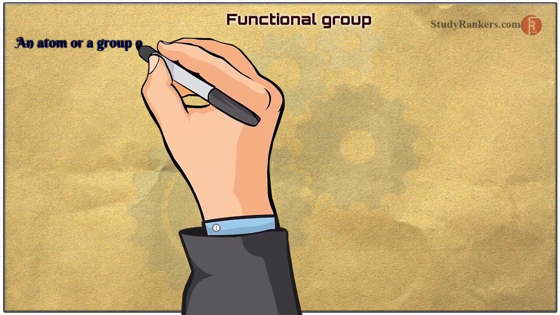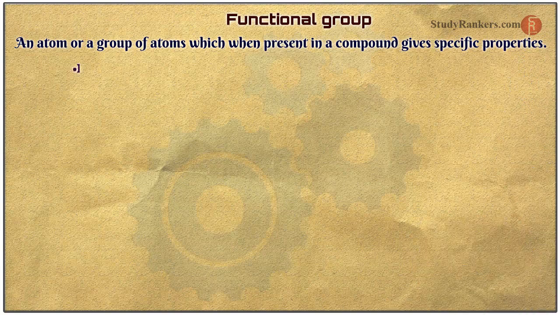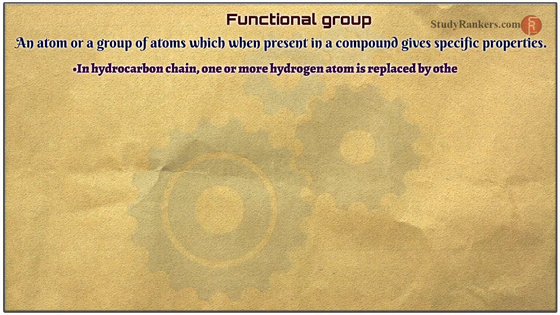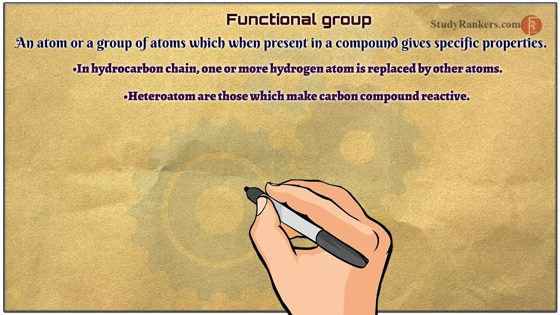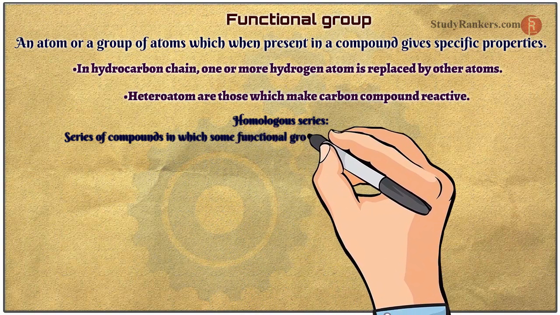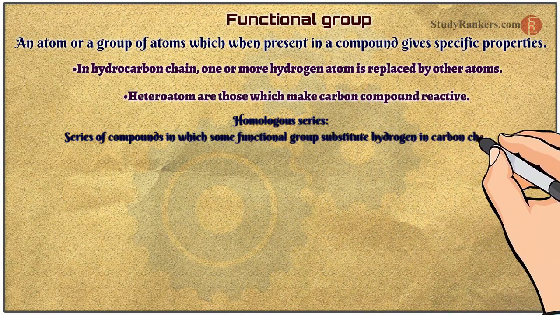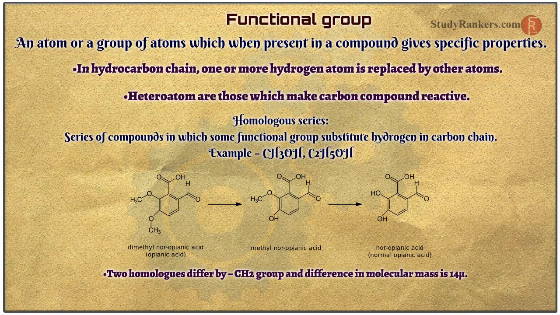A functional group is an atom or a group of atoms which, when present in a compound, gives specific properties. In a hydrocarbon chain, one or more hydrogen atoms are replaced by other atoms. Heteroatoms are those atoms which make a carbon compound reactive. Homologous series is a series of compounds in which some functional group substitutes hydrogen in the carbon chain. Example, CH3OH, C2H5OH. Two consecutive members of a homologous series differ by a CH2 group and their difference in molecular mass is 14 u. They possess the same chemical properties but show gradual change in physical properties.